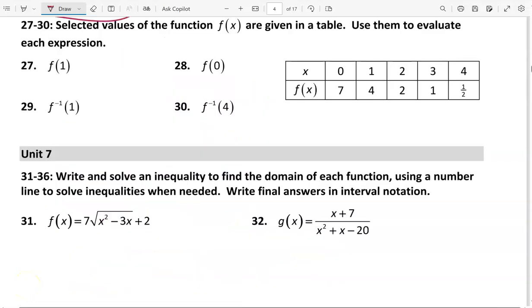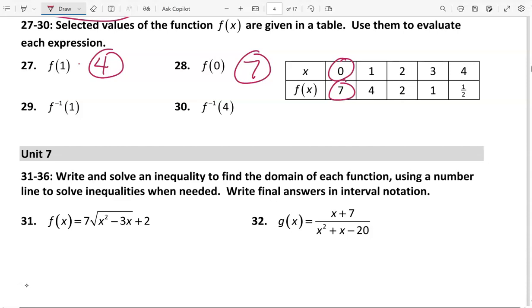In 27 through 30, we have a table of values, and if we're asked to find f of 1, we're asked to find the value of f of x if x is equal to 1, and if x is equal to 1, the y value is 4. If we're asked to find f of 0, we are finding the y value when x is equal to 0. Here's x equals 0, and the y value is 7.